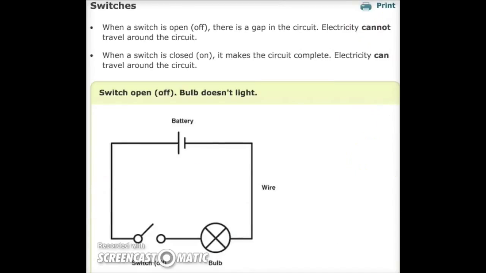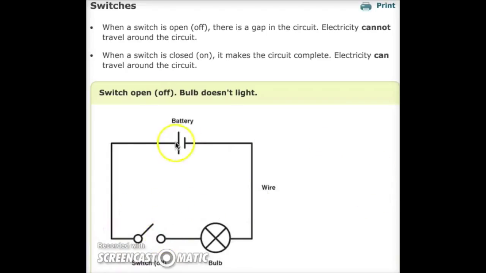So now we're talking about switches. So when a switch is off, there's a gap in the circuit. Electricity cannot travel around the circuit. So here we can see that there is a gap in the circuit. Because there's a gap in the circuit, that means when electrons pass through the negative end of the battery, through the bulb, this is clearly an example where the circuit won't work because the switch is off. This means that the switch is open.